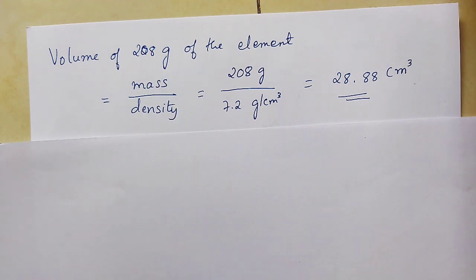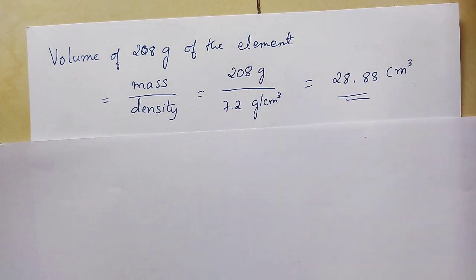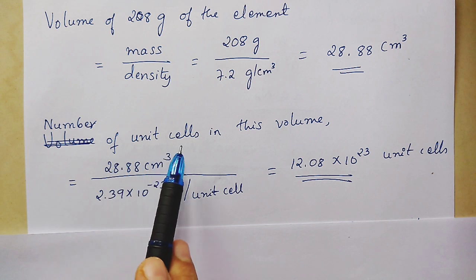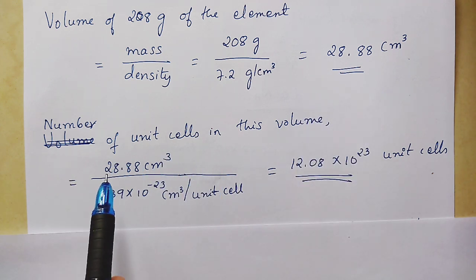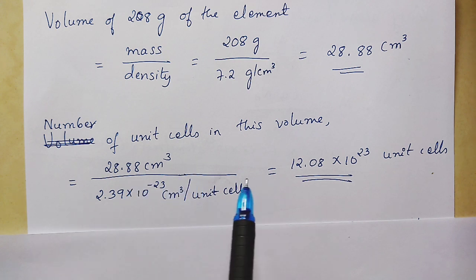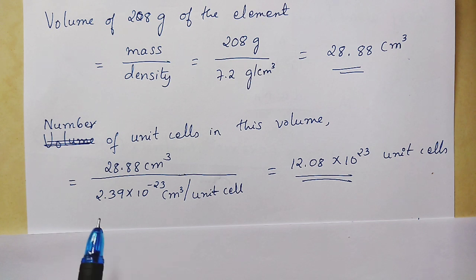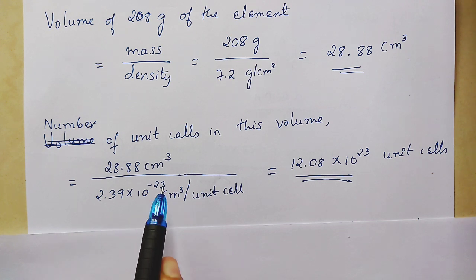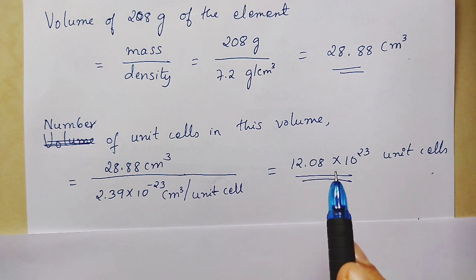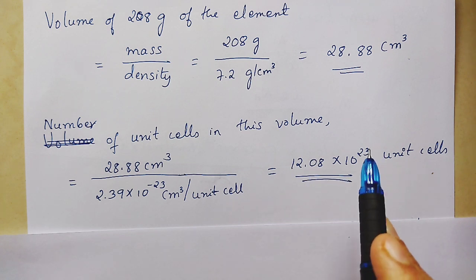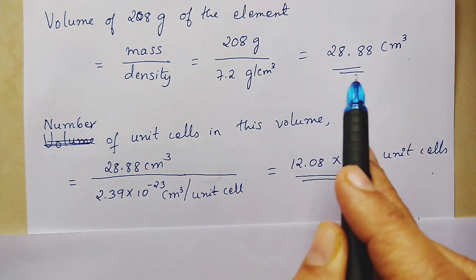Now we need to see how many unit cells are present in this much volume of the element. So number of unit cells in this volume is equal to the total volume, 28.88 cm cube, divided by volume of 1 unit cell that we have already calculated, 2.39 into 10 to the power minus 23 cm cube per unit cell. So that comes out to be 12.08 into 10 to the power 23. So this is the total number of unit cells found in this volume.